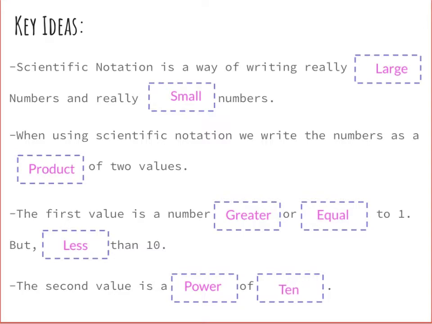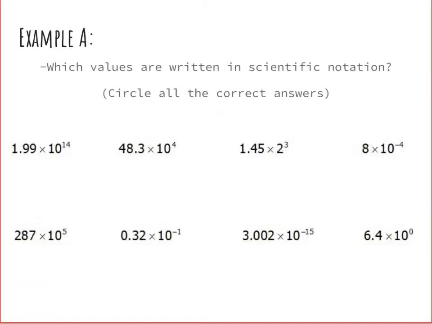So let's go ahead and take a look at a few examples right now. Here we're looking for values that are written in scientific notation. It says circle all the correct answers. We have to remember that it's going to be a power of 10, and it's also going to have a number in front that's equal to 1 or greater than 1. So our first number, the first number is going to be equal to or greater than 1. Good. Less than 10. Good. Raised to the power of 10. Yes. So this is scientific notation.